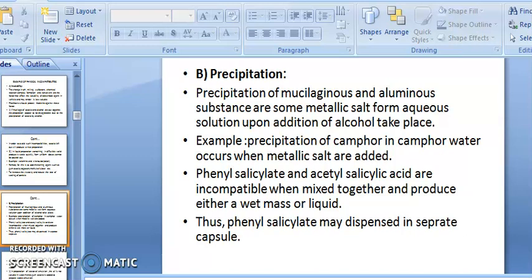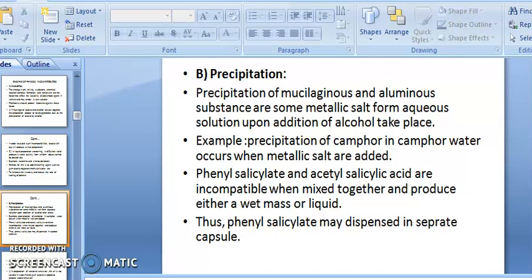Example, precipitation of camphor in camphor water occurs when metallic salt is added. Here, when you add camphor water plus metallic salt, it leads to precipitation. Then one more example we discuss: phenyl salicylate and acetyl salicylic acid are incompatible when mixed together and produce either a wet mass or liquid. When you combine phenyl salicylate and acetyl salicylic acid, it leads to the formation of a wet mass or liquid.